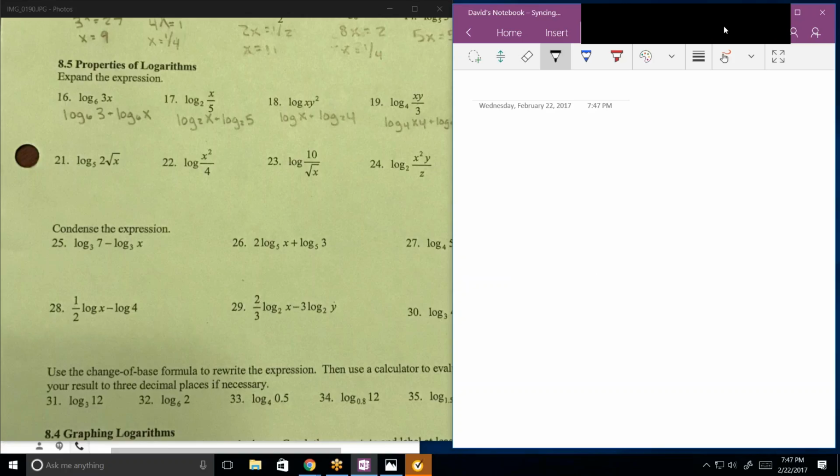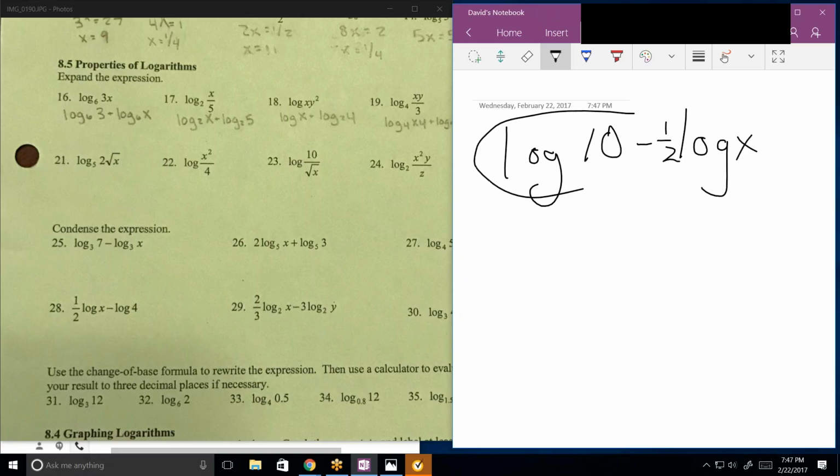23. So this would be log of 10 minus log root of x, and then that would simplify to log of 10 minus 1/2 log of x. Now what's the log of 10? That's common log, right? So what is the log base 10 of 10? Well, there's no base. They don't put a base in there. That means common log, which means base 10.